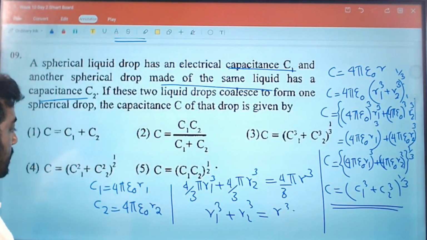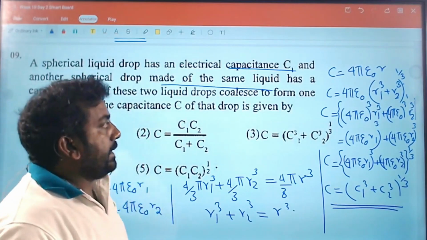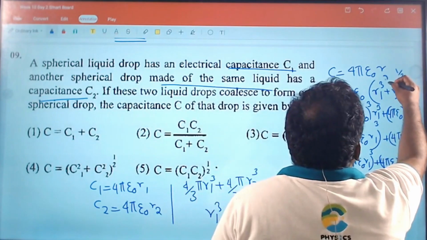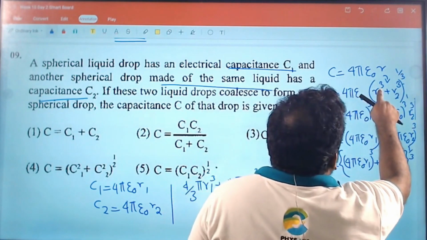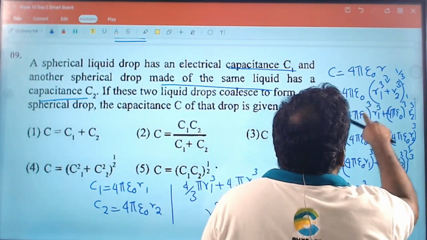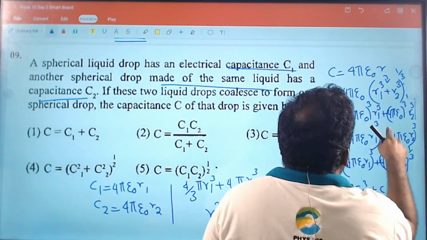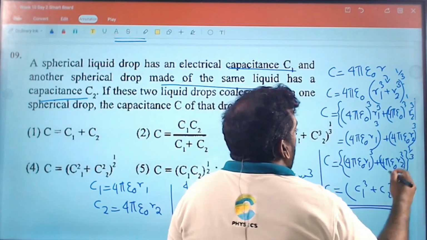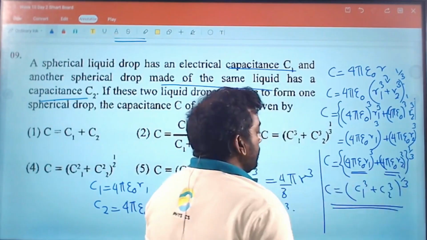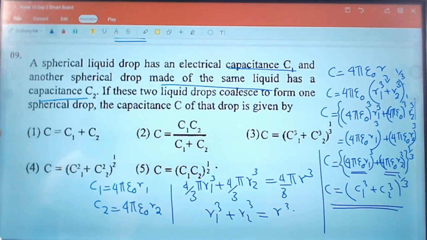Again, look in. Here we can write this ratio. If I put this to the power 1/3, the 4 pi epsilon naught cube, I can put them together. Whole thing to the power 1/3. This is going to be C1, this is going to be C2. So effective capacitance can be found. Right.